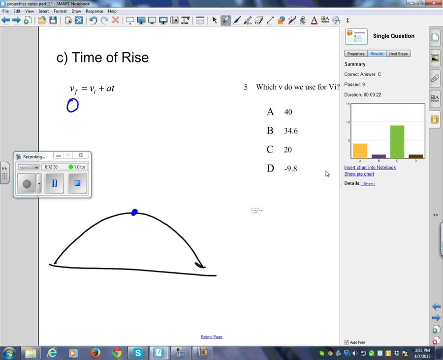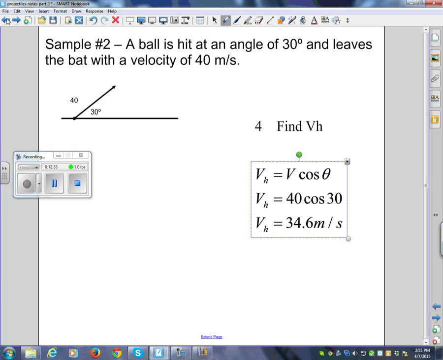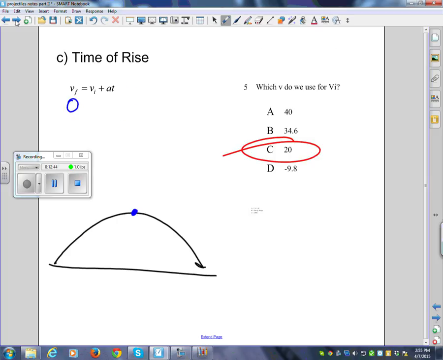Why do we use 20? Because that's the vertical component. Now you got to put that away. I just forgot it for a second and I answered the question right. Use 20 for VI. Not the horizontal.